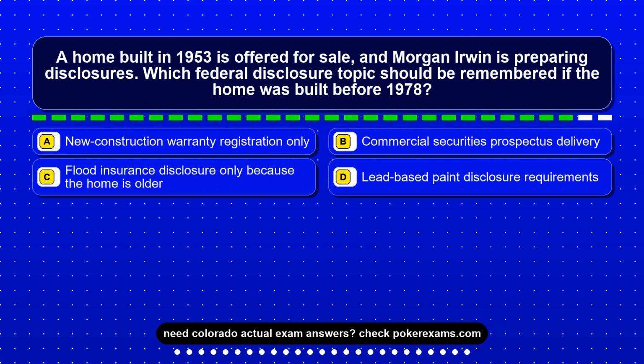Question 21. A home built in 1953 is offered for sale, and Morgan Irwin is preparing disclosures. Which federal disclosure topic should be remembered if the home was built before 1978? Option A, new-construction warranty registration only. Option B, commercial securities prospectus delivery. Option C, flood insurance disclosure only because the home is older. Option D, lead-based paint disclosure requirements.